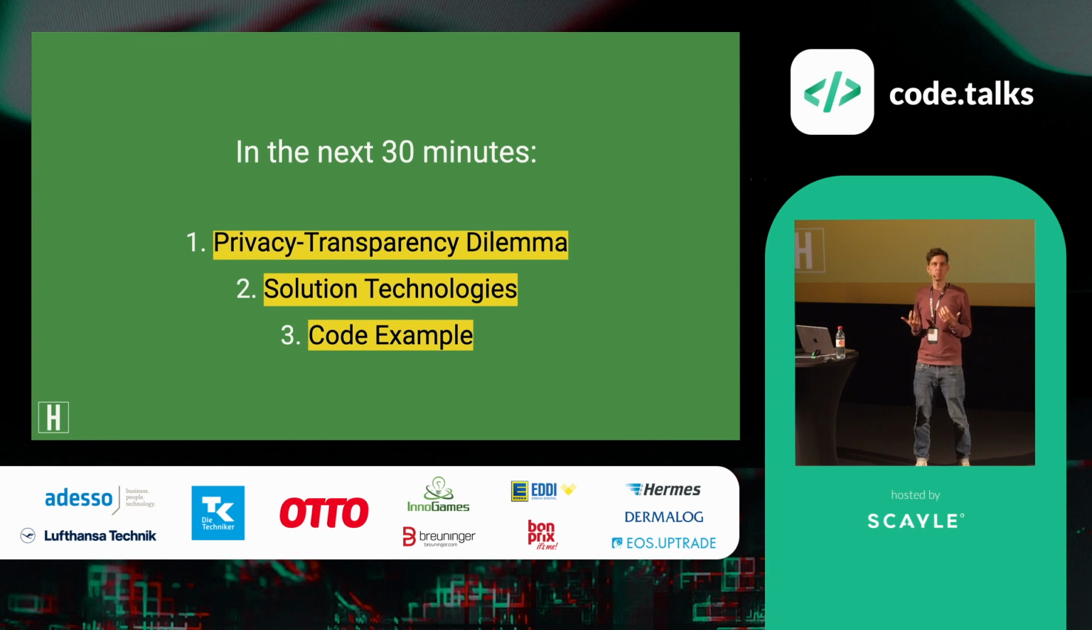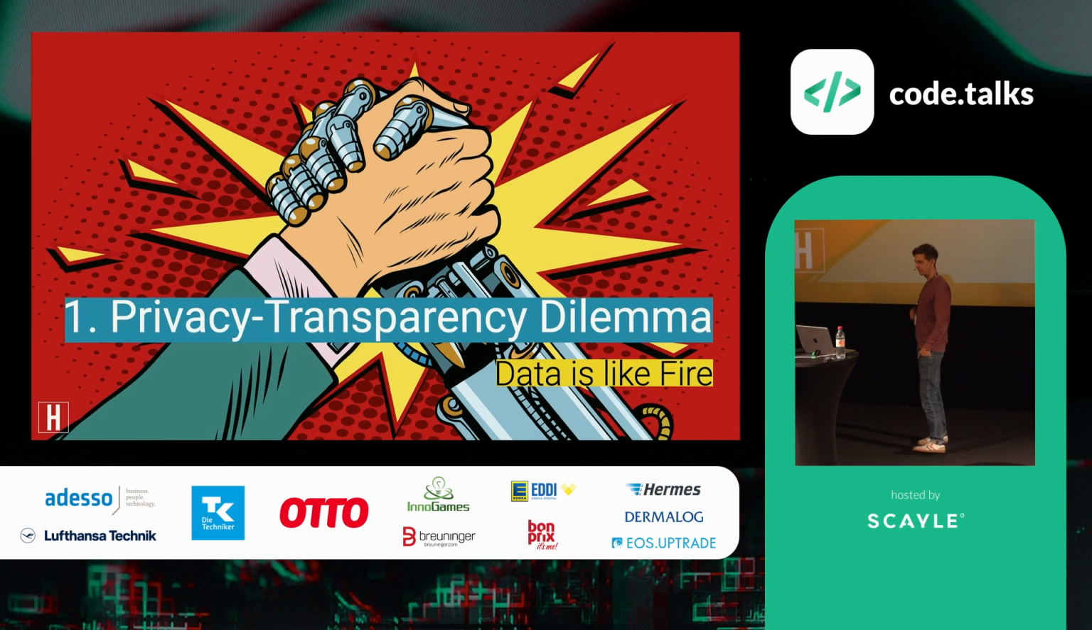And last but not least, we will look into code and we will program a fully working federated learning example using the framework called Flower and do some live coding. So let's start. Yeah, so first we're going to talk about the privacy transparency dilemma.